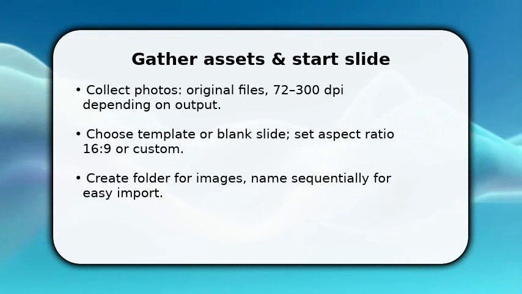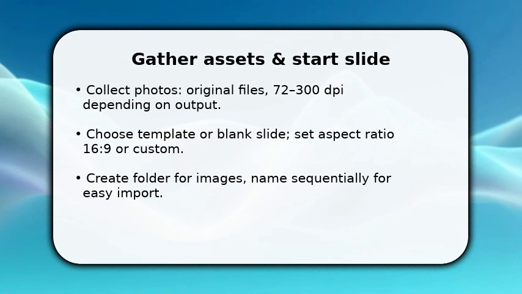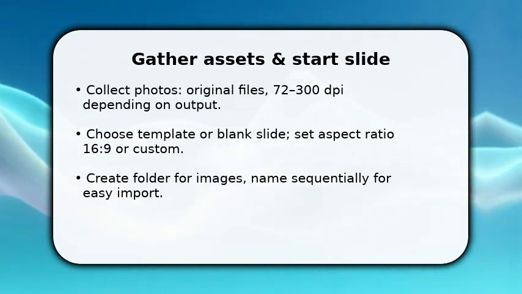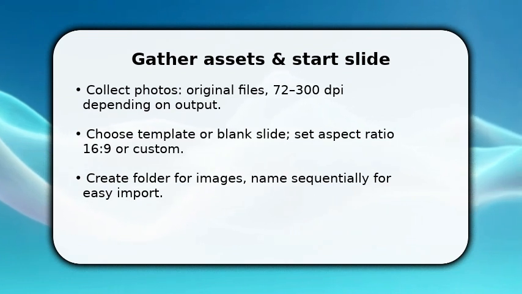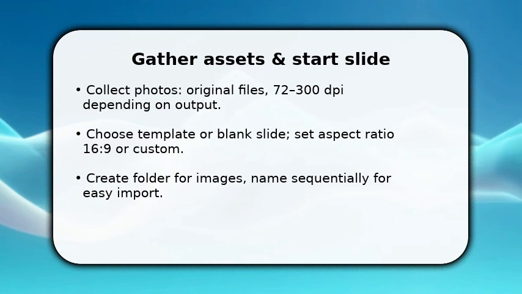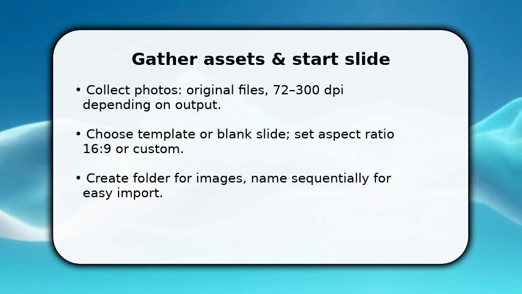You begin by assembling what you need. Place all photos in one folder and name them in order so you can import without hunting. Open PowerPoint, pick a template or a blank presentation, and set the aspect ratio to 16:9 unless you have a specific output. Once done, insert a new slide and choose a photo layout.